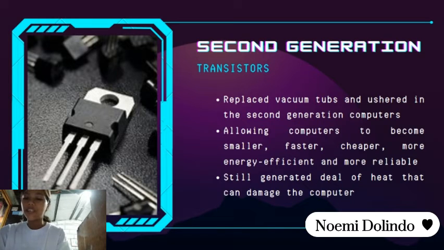Typically, a transistor consists of three layers of terminals of a semiconductor material, each of which can carry a current. The transistor replaced the vacuum tube and ushered in the second generation of computers, allowing computers to become smaller, faster, cheaper, more energy efficient and more reliable, but it still generated a great deal of heat that can damage the computer.